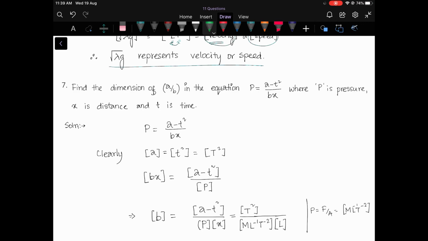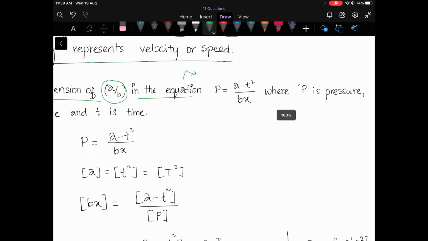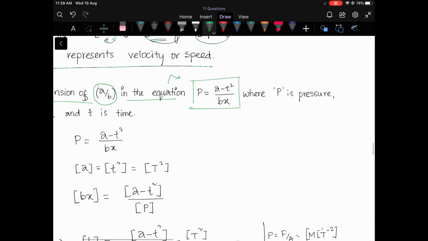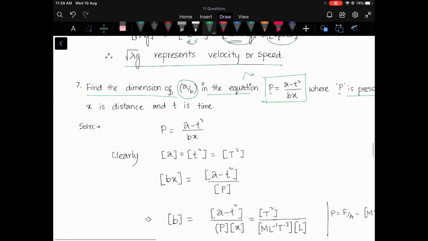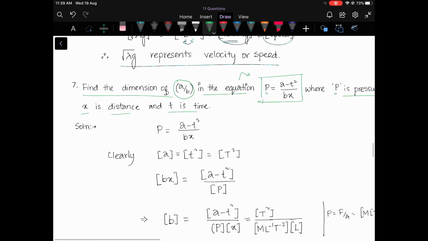The next question says, we have to find the dimension of A by B in the given equation. The given equation, if you see, is P equals (A minus T square) by Bx, where they have said that P is your pressure, X is your distance, and T is your time.